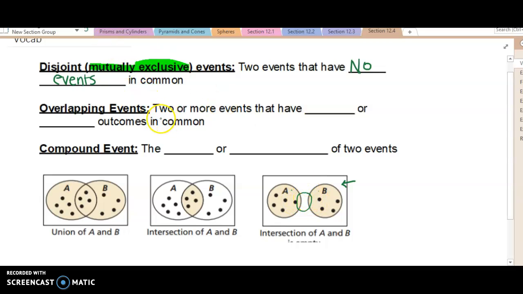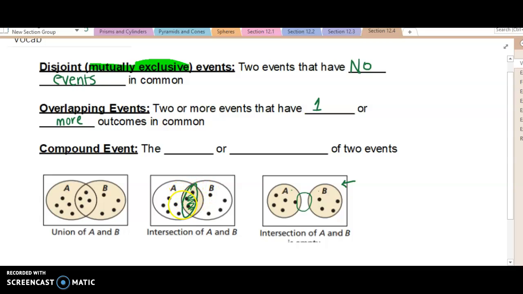Okay, overlapping events would be the opposite. There are two or more events that have one or more outcomes in common. So at least one. Could be anywhere from one, it could be a million, doesn't matter. They would be overlapping because it would look something like this. They would have some outcomes that have both A and B in them.